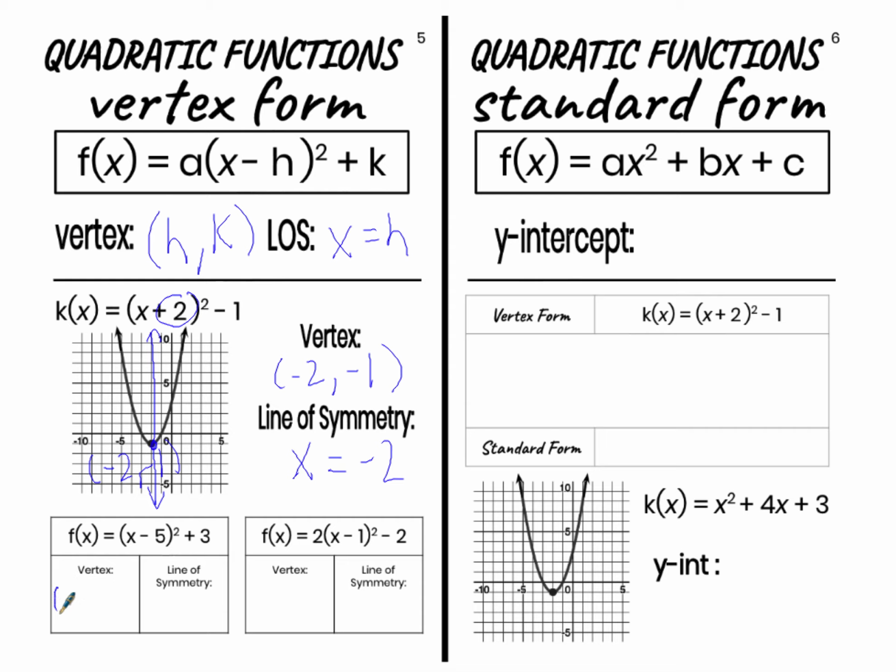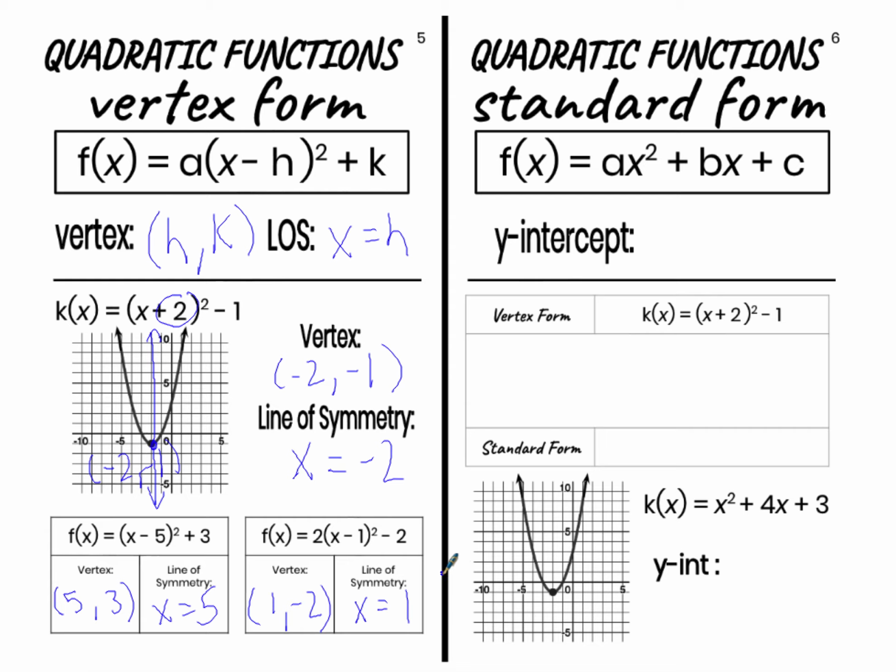So in this vertex form example, the opposite of -5 is 5, and then 3. The line of symmetry would just be x equals 5. In this case, the a does not matter. In the next one, the opposite of -1 is +1, and -2, where the line of symmetry is x equals 1.